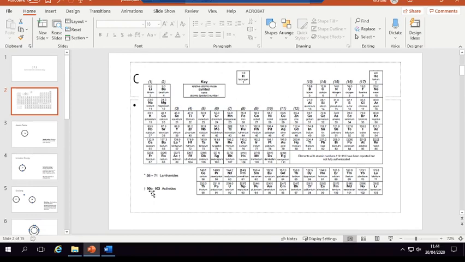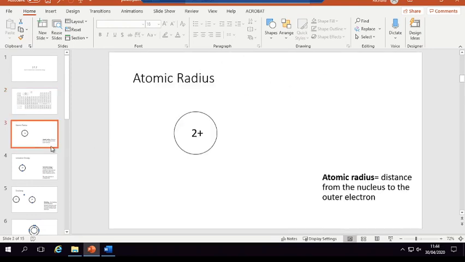So what are the trends across those periods? To do that, we're going to need to know a few new terms. One of them is atomic radius. This is a rather bad drawing of an atom here. Imagine this ring here is the outer shell of the atom, and where I've got this number, that is the nucleus. So imagine we've got those things going on. That means that the radius is the distance from the center, where the nucleus is, to the outside. That distance I'm going over with my cursor there. Easy enough so far.